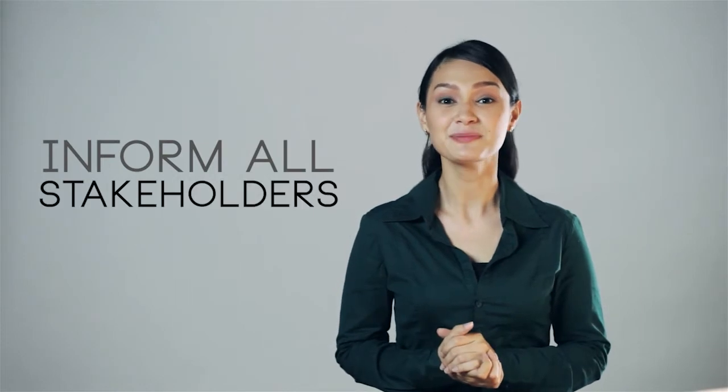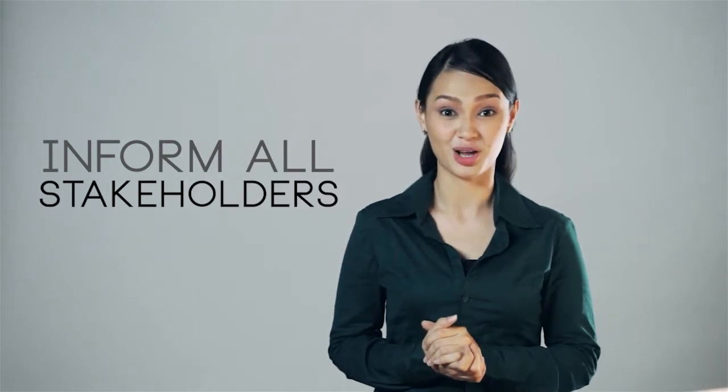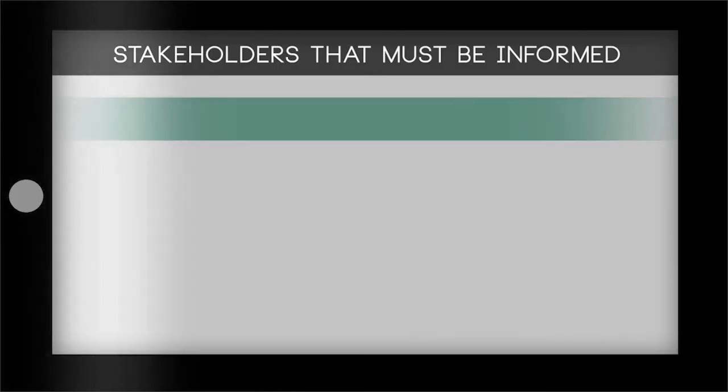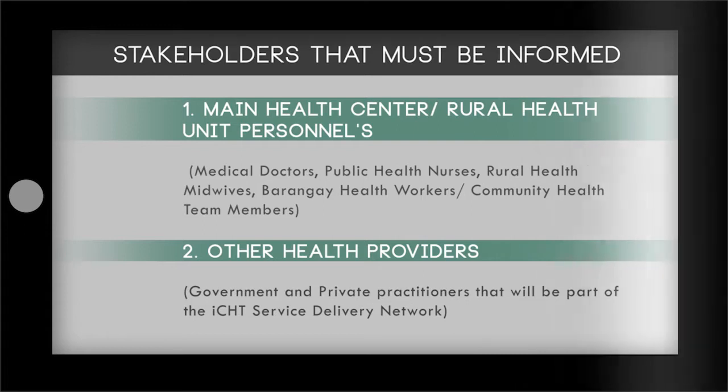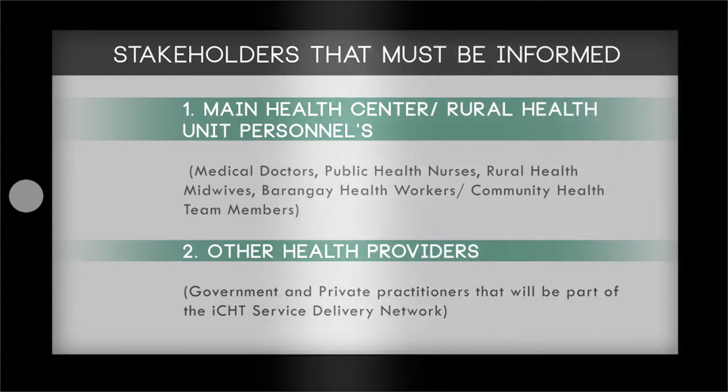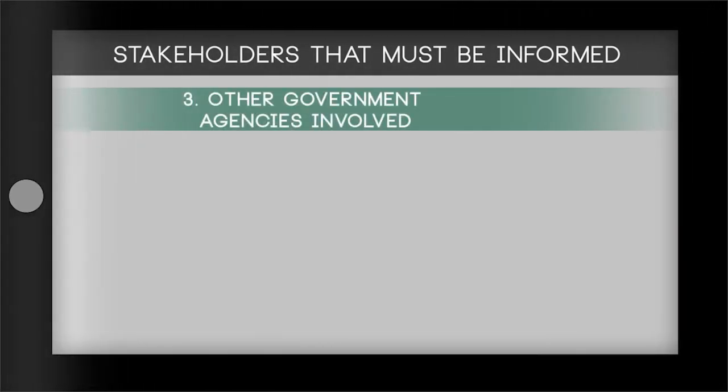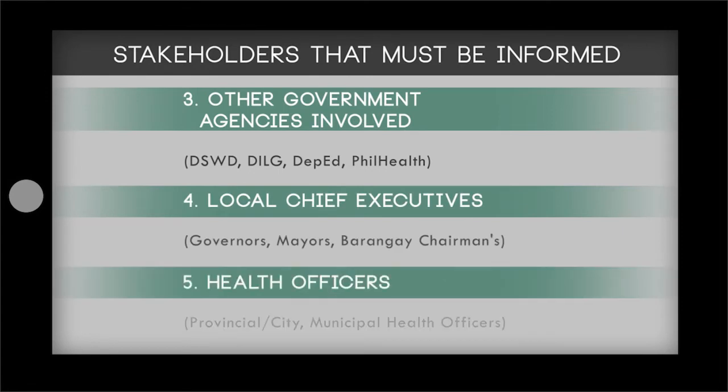Now, let's begin with the steps in setting up the ICHT technology. Foremost, all stakeholders must be prepared and informed of the adaptation of the ICHT technology. This includes preparing and informing the main health center or rural health unit's personnel, provincial health office technical staff, other health providers, other government agencies involved, local chief executives, and health officers.